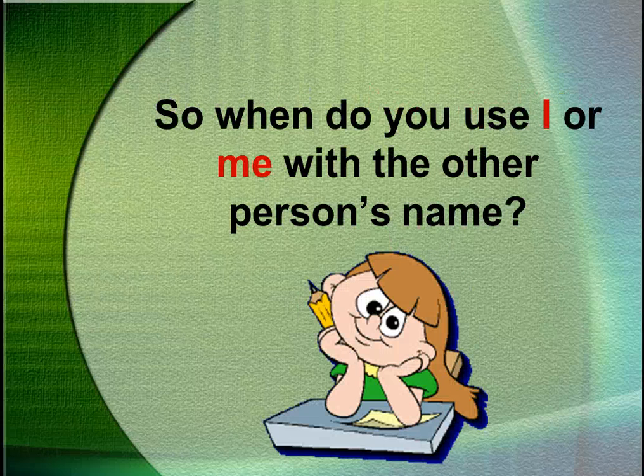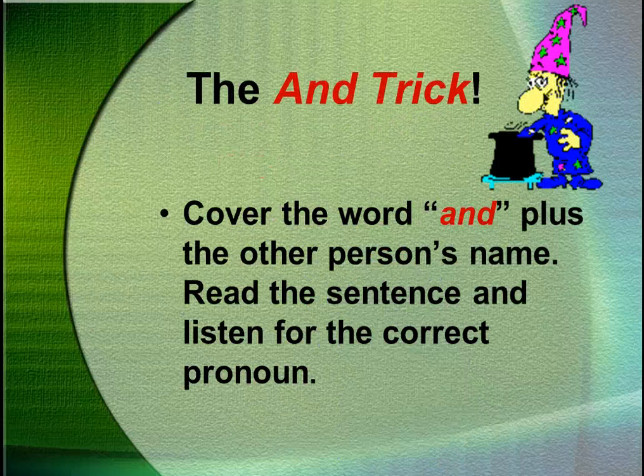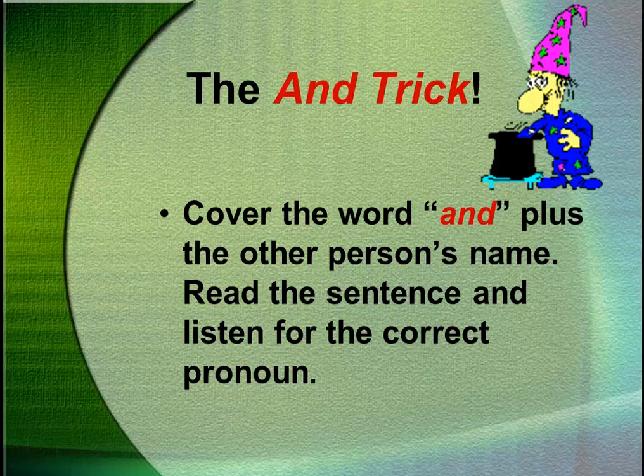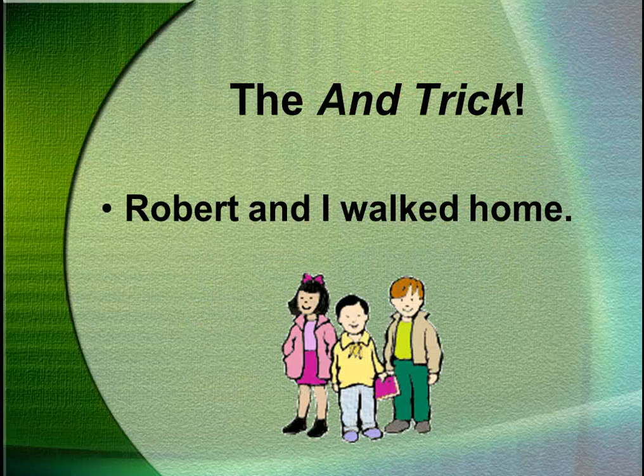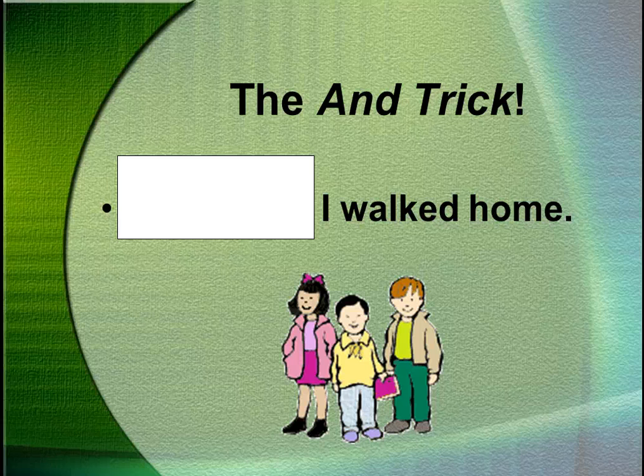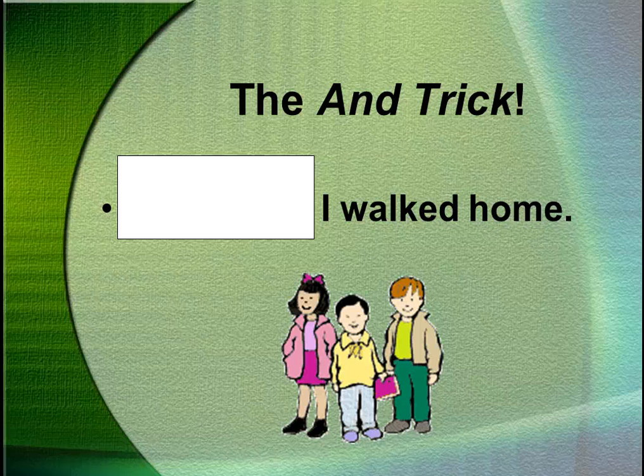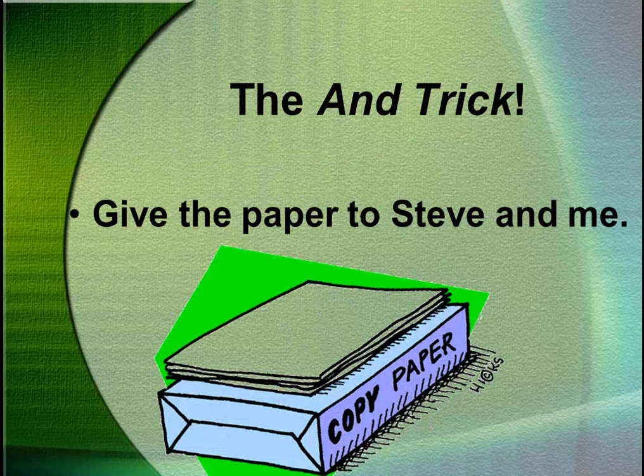So when do you use I or me with the other person's name? The and trick. Cover the word and plus the other person's name. Read the sentence and listen for the correct pronoun. So Robert and I walked home. Cover Robert and, so what makes sense? I walked home or me walked home? It would be I walked home.